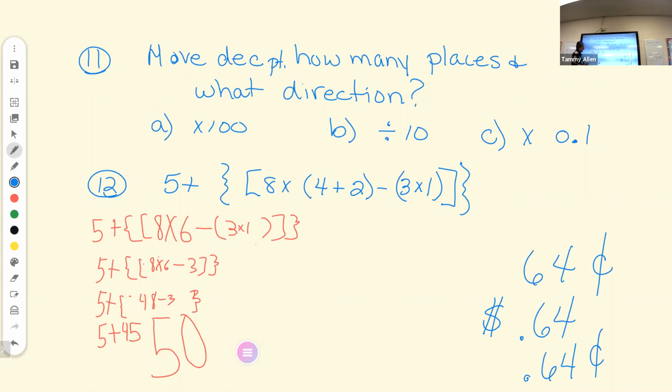So make sure you know how to write those correctly. The cent sign follows the whole number. The dollar sign comes in front of the decimal point. Okay, so make sure you know how to write those correctly. All right?